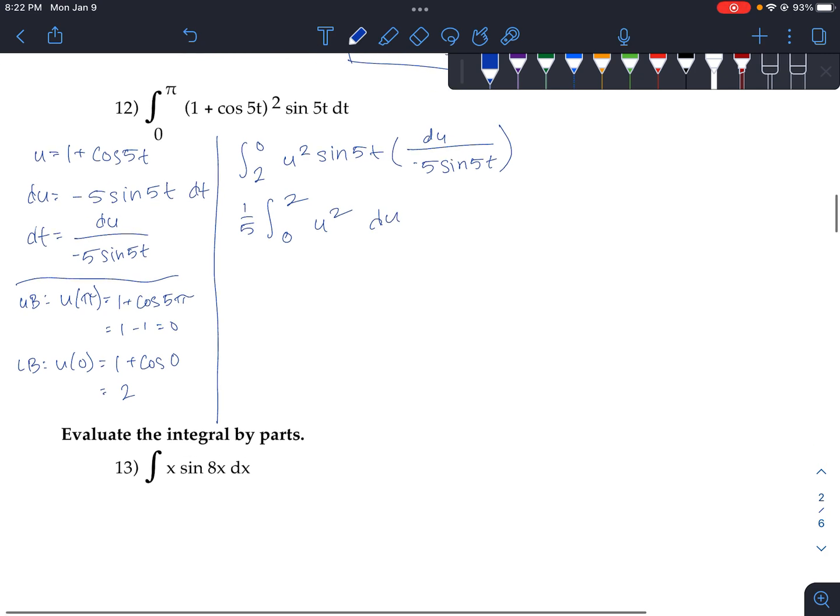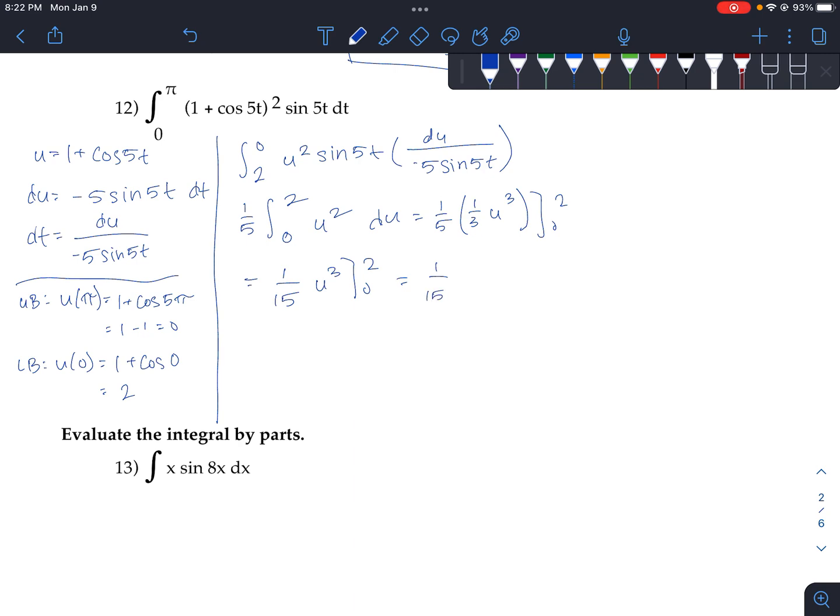Okay, so that's going to be equal to 1/5. That's going to be u to the third power over 3 from 0 to 2. So that's going to be 1 over 15, and then u to the third from 0 to 2. So 1/15 times 2 to the third minus 0 to the third. That's going to be 1/15 multiplied by 8. So 8 over 15 is the answer there.